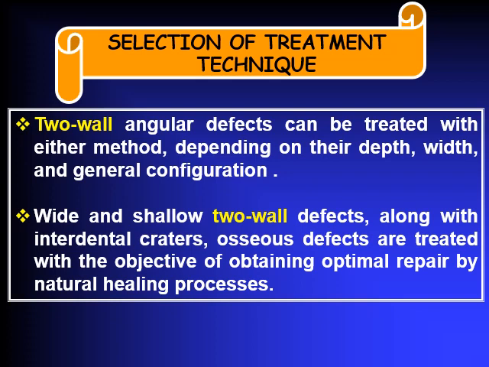While two-wall angular defects can be treated with either method, depending on their depth, width, and general configuration. Of course, when these two-wall angular defects are deep and narrow, it is excellent for bone grafting techniques for bone regeneration, while wide and shallow two-wall defects along with the interdental craters osseous defects are treated with the objective of obtaining optimal repair by natural healing processes.